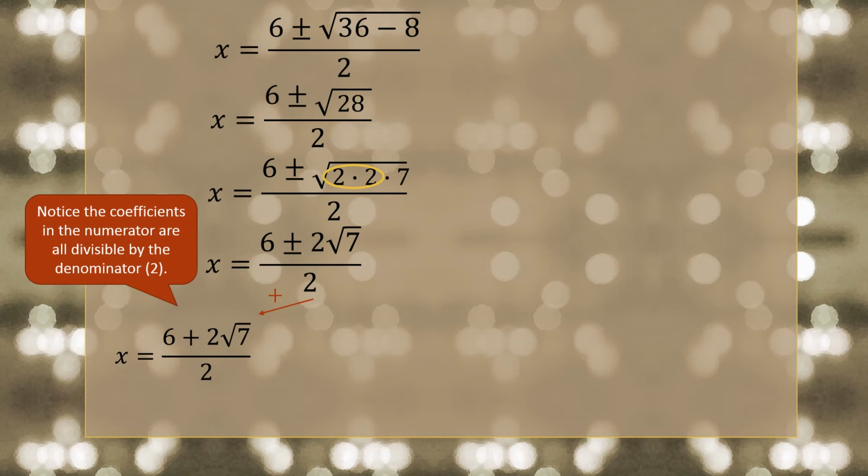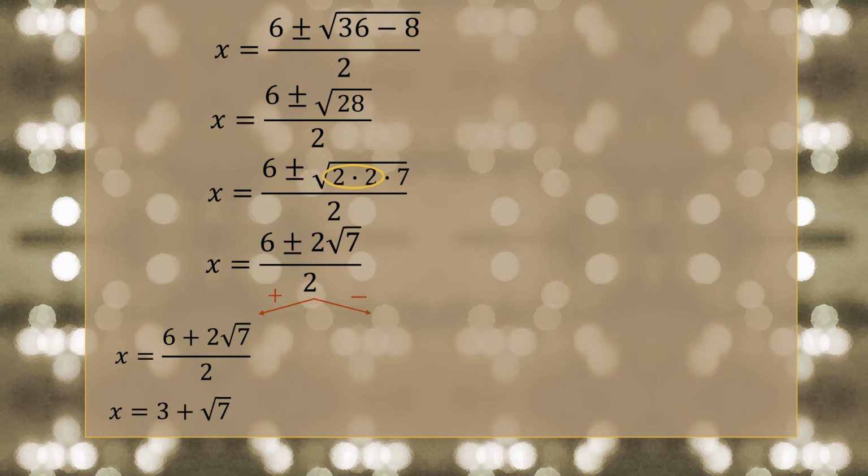Now notice, the coefficients in the numerator are all divisible by the denominator. Whenever I mean coefficients, I mean the leading term of 6 and the number in front of the radical. So since the 6 and the 2 are both divisible by 2, this can reduce. And it reduces to x equals 3 plus square root 7.